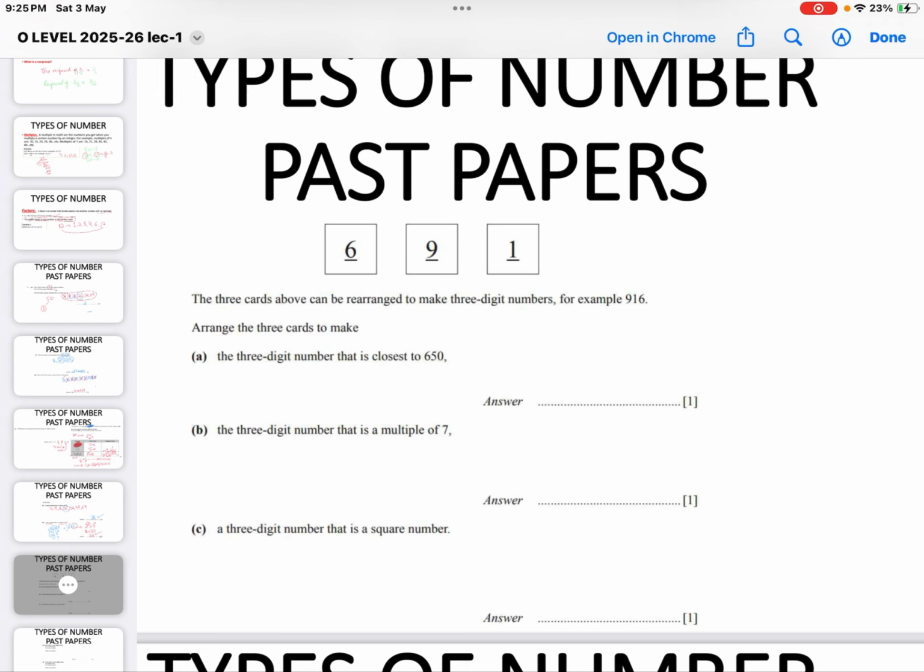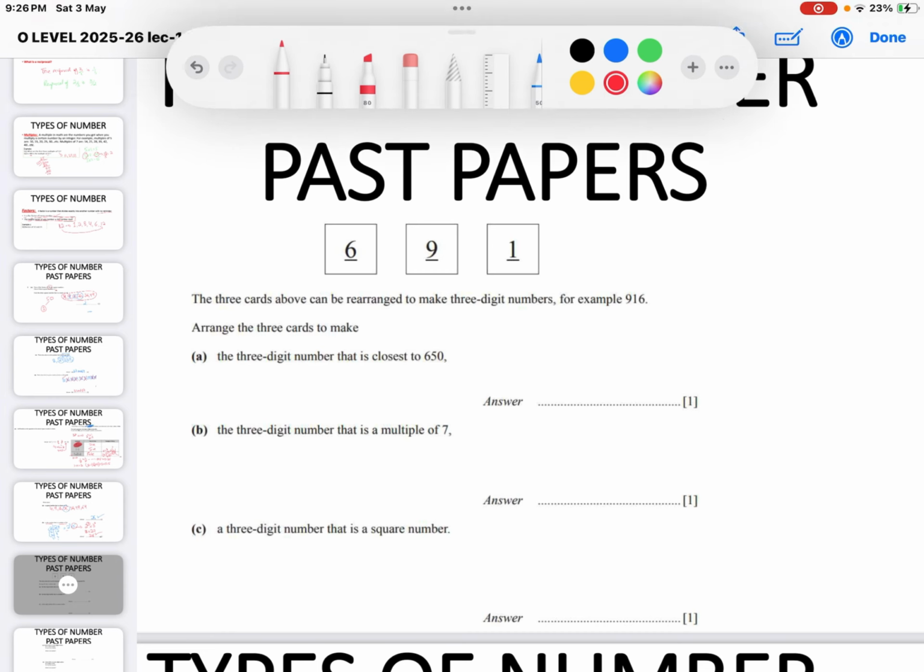Next question. 6, 9, 1, they have given three cards above that can be rearranged to make a 3-digit number. For example, 916, they have given you an example as well, and arrange the 3 cards to make numbers. So first, the 3-digit number that is closest to 650. So I have to make a 3-digit number that is closest to 650.